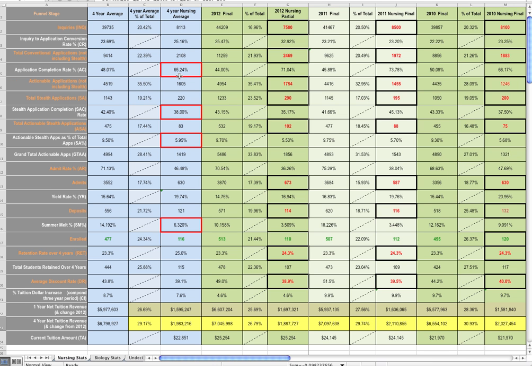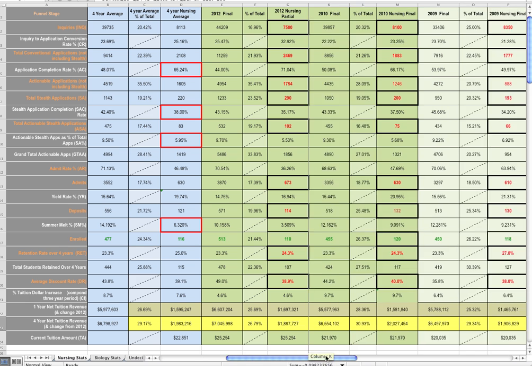This is an interesting statistic. Remember, we had 48% of our freshman class as a whole completing the application. For nurses, it's closer to 65%. However, for stealth applicants, the nursing applicants are converting at a lower rate than the freshman class. And here we show that the percentage of stealth applicants is about 6% of the total applications received versus 9.5% for the freshman class. Our summer melt for the nurses is 6.32 on average.